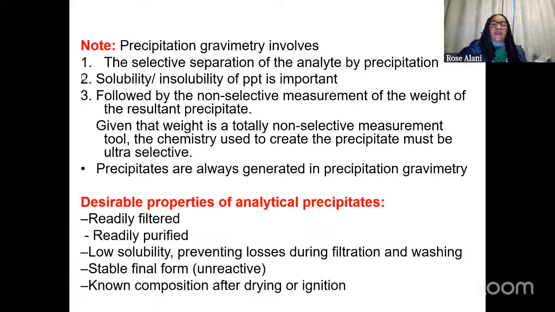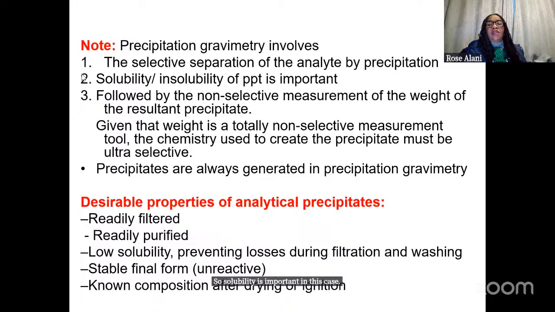So this involves selective separation of the analyte. The reason for the precipitation is that you have to selectively separate your analyte from the mixture. And then solubility, insolubility of the precipitate is important. The precipitate has to be very stable, one that is not going to go into solution again. So solubility is important in this case.